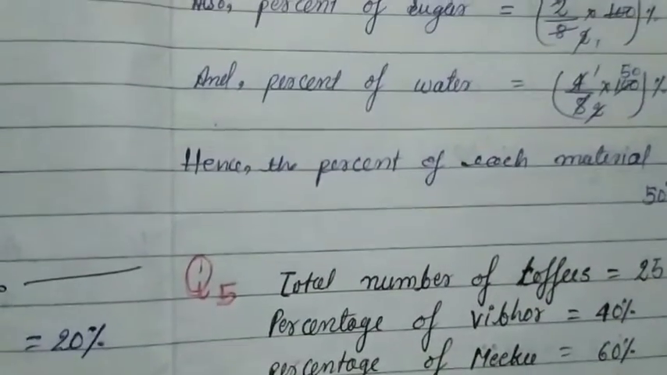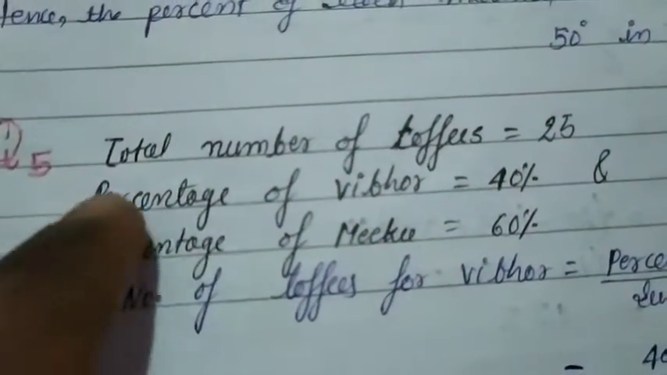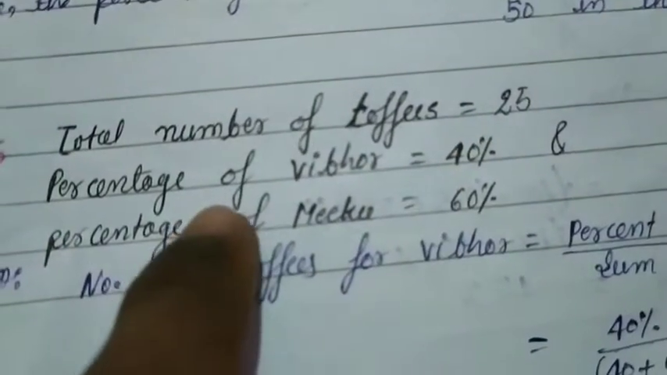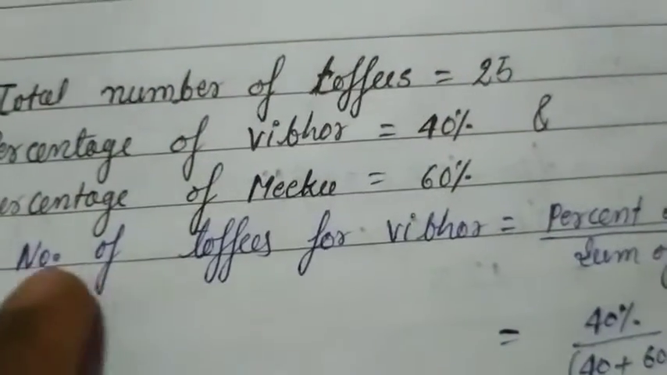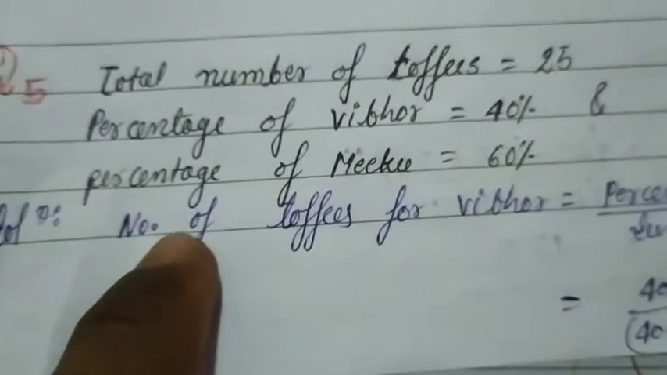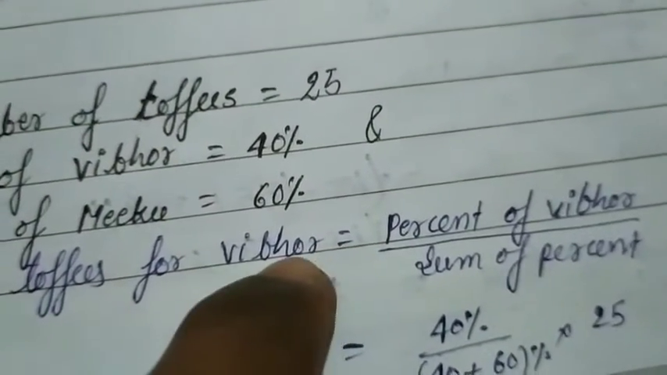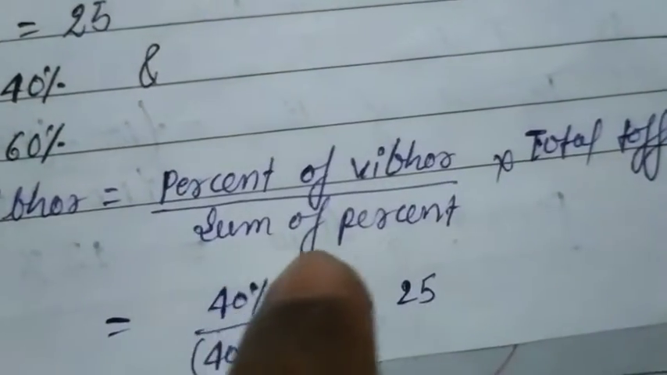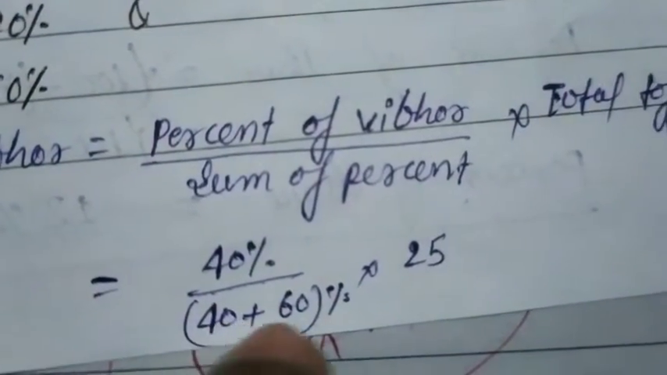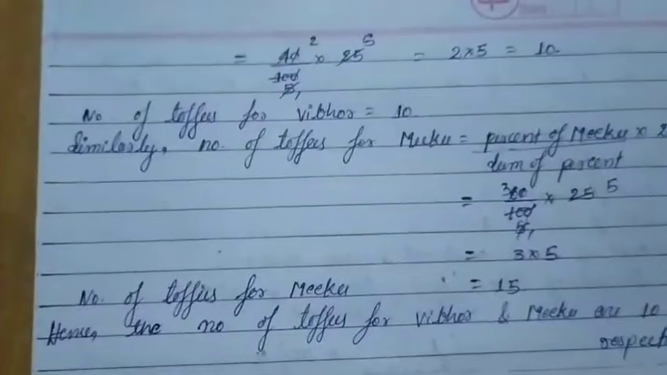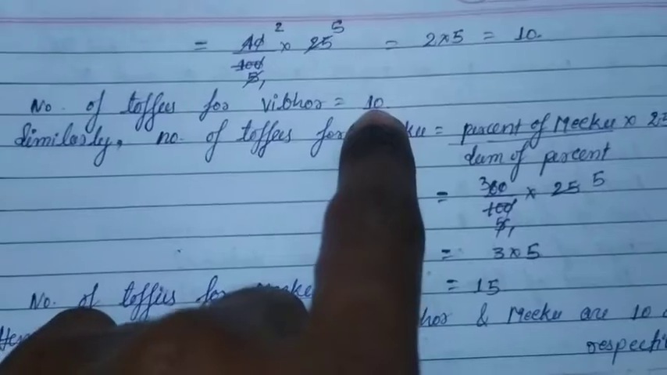I think the rest of the questions you can do. See question number 5. The total number of toffees is 25. Percentage of Vibhor is 40% and percentage of Miku is 60%. We have to find the number of toffees for Vibhor. So percent of Vibhor upon sum of percents into total toffees: 40 upon 40 plus 60 into 25. So the number of toffees for Vibhor is 10.